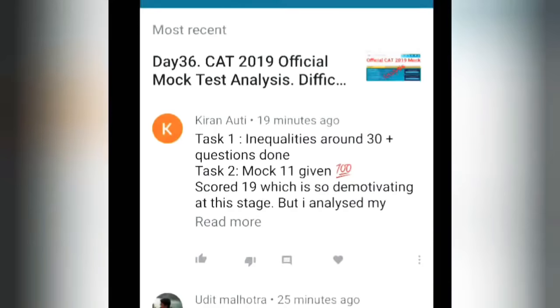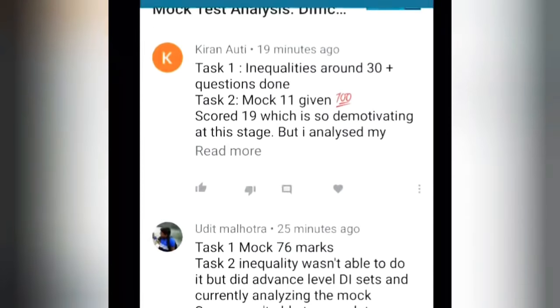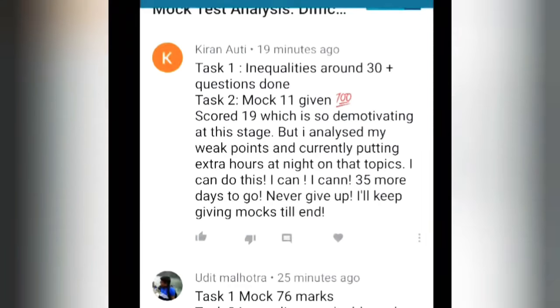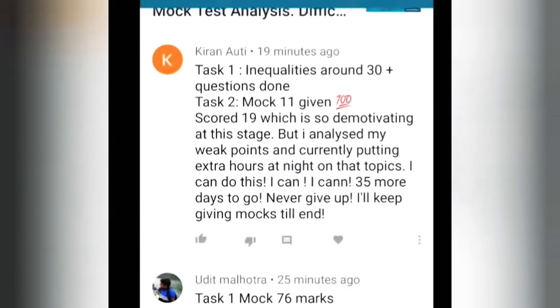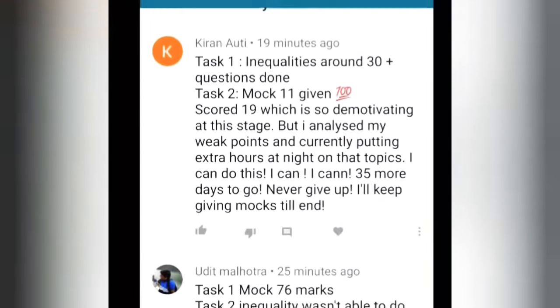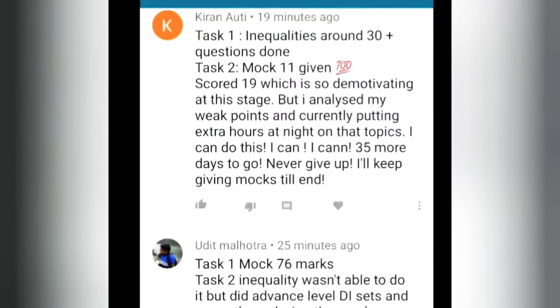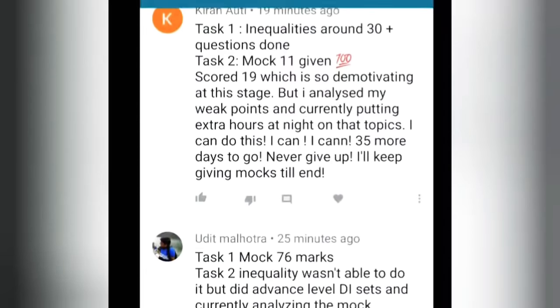So these are the remaining comments of the day. Kiran has done around 30 plus questions, great. Mock number 11 given, scored 19. "Demotivated but analyzed my weak points." Brilliant yaar. "I can do 35 more in the days to come." Brilliant, superb. This is the kind of attitude I want, that you did badly and you understand that it's your mistake and we can improve that.